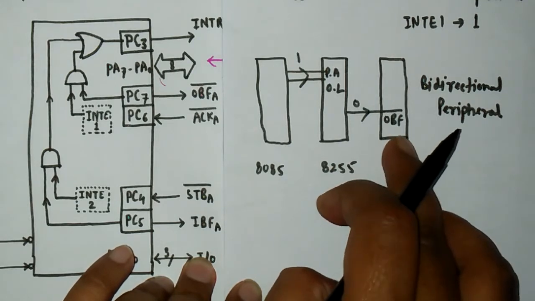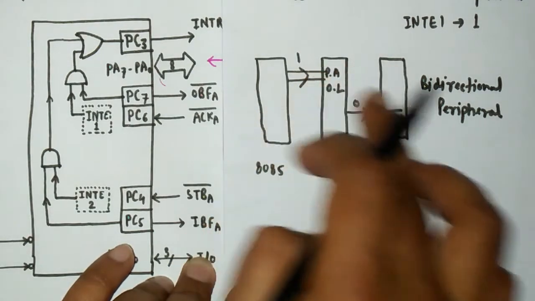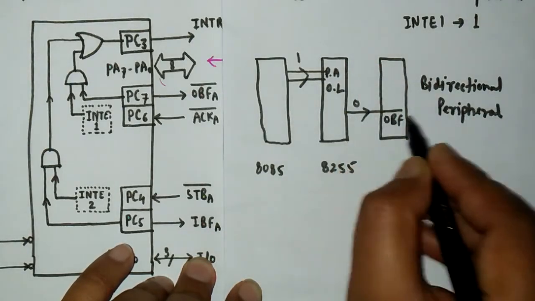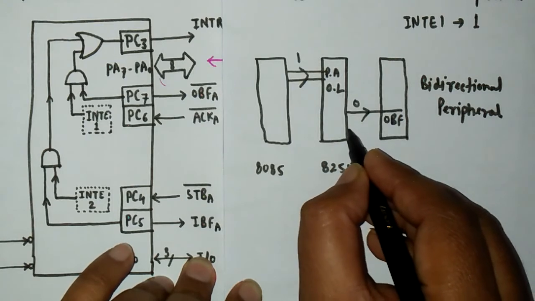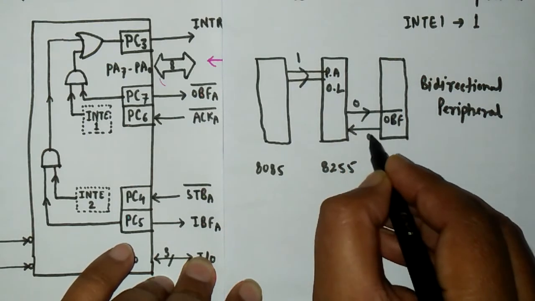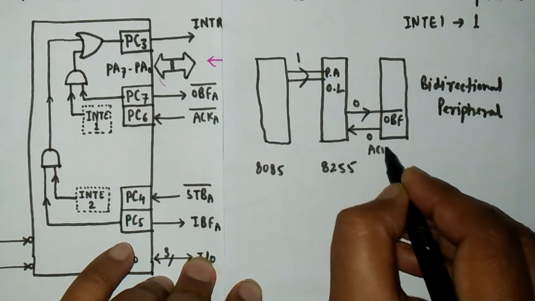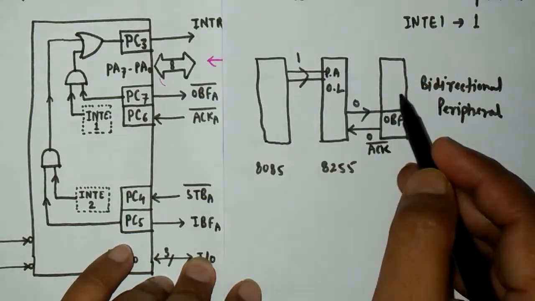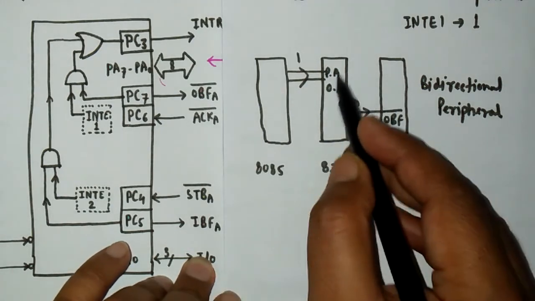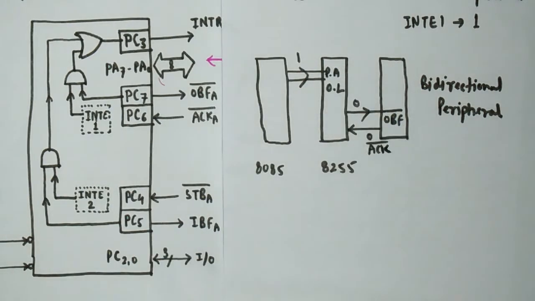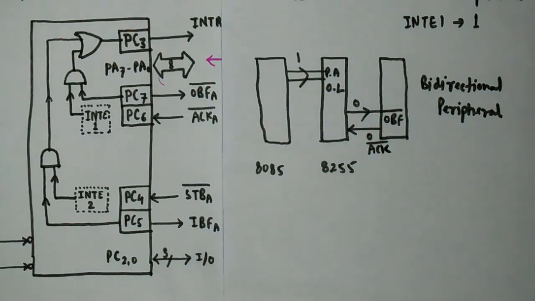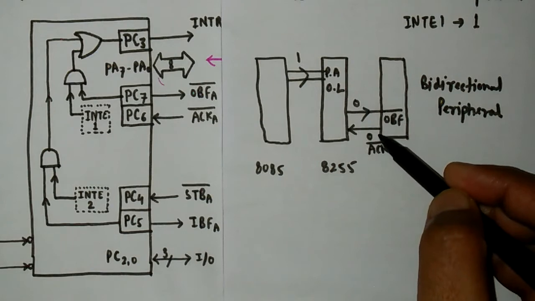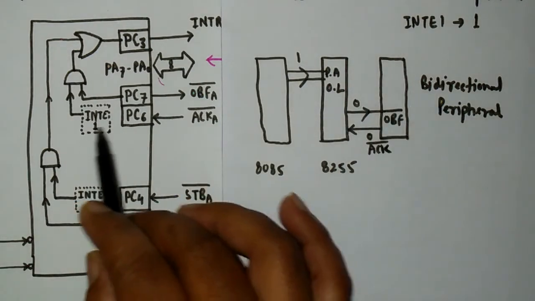This will indicate to the peripheral device that yes, I have some data that should be received by you. In response to this signal, this bidirectional peripheral device will put a 0 on this ACK bar, the acknowledgement pin, to inform the 8255 that yes, I have received your message and I am going to receive the data byte stored here. And then after a certain time, this will be on one logic, and INT1 will be on one logic.